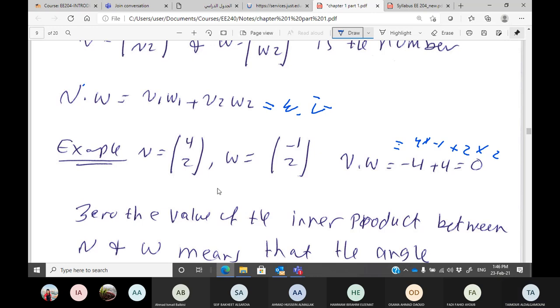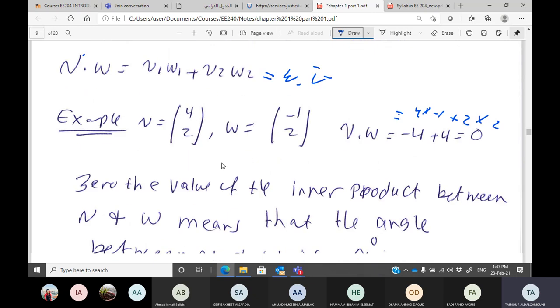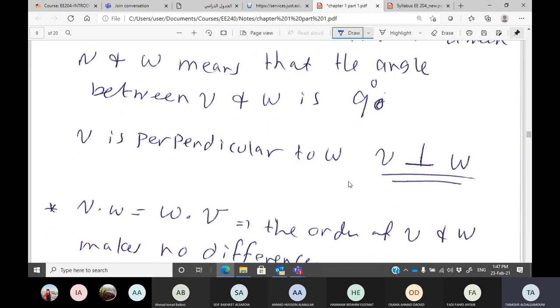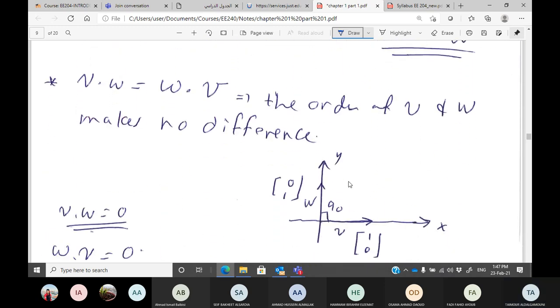We will learn in a minute that if the dot product between two vectors is 0, that means the vectors are perpendicular to each other, or that the angle between the two vectors is 90 degrees. Okay, so if the dot product, or sometimes it is called the inner product, between two vectors is 0, then they are perpendicular, or the angle between them is 90 degrees.